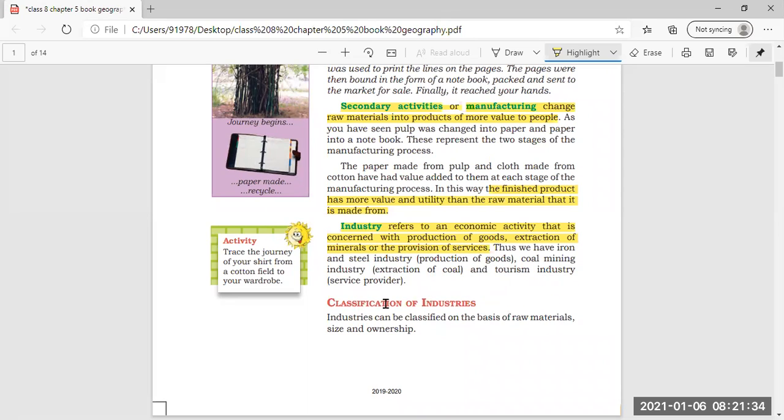Thus, we have the iron and steel industry, which is production of goods, the coal mining industry, and the tourism industry. The tourism industry is a service provider. Coal mining is the extraction of coal. And the iron and steel industry means the production of goods; from iron and steel, goods are prepared. So in this way, we see that industries are very important to convert raw material into finished products. And those finished products are more valuable in the life of people than the raw material. Clear this much, everybody?